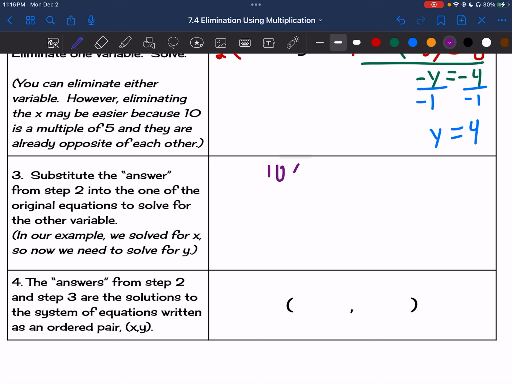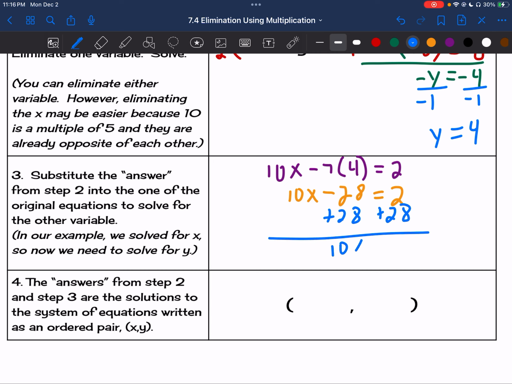So we have 10x minus 7 times our y value of 4 is equal to 2. Okay, so we do the multiplication. We have 10x minus 28 is equal to 2. We're going to add 28 to both sides. 10x equals 30. And then lastly, divide by 10, x equals 3. So my ordered pair, the point in which these two lines are going to intersect, is 3, 4.